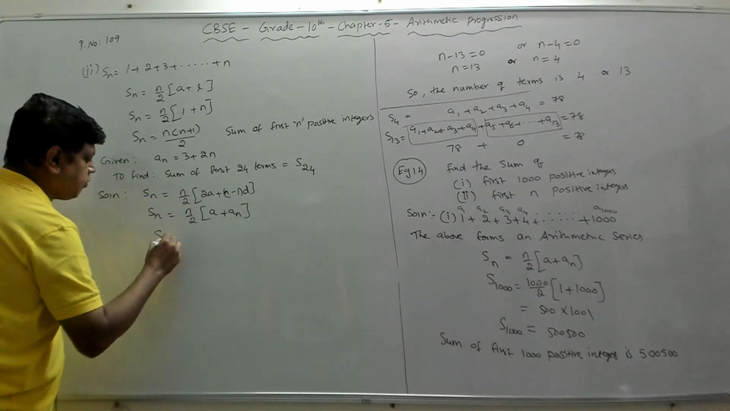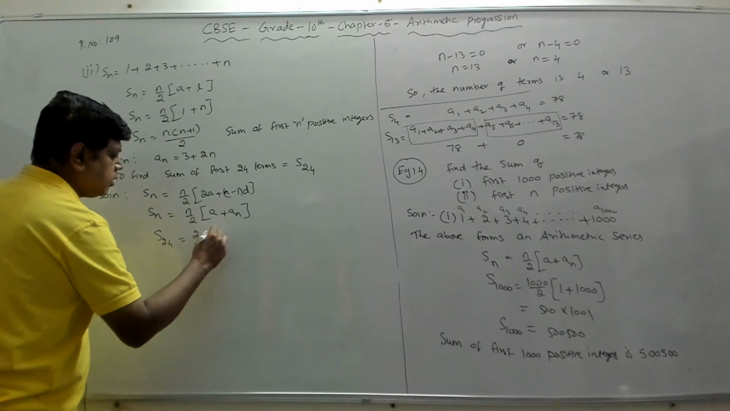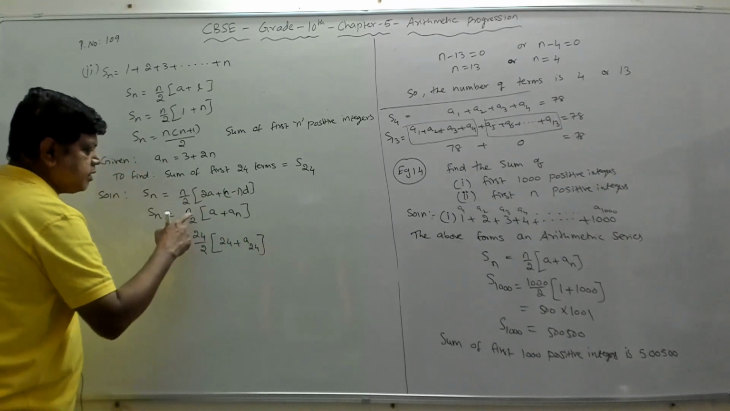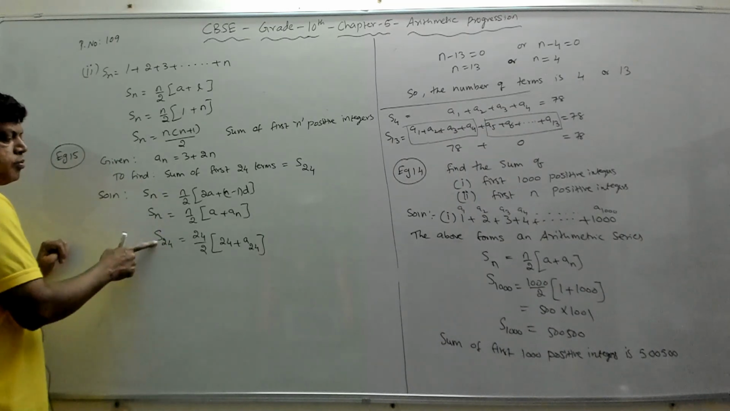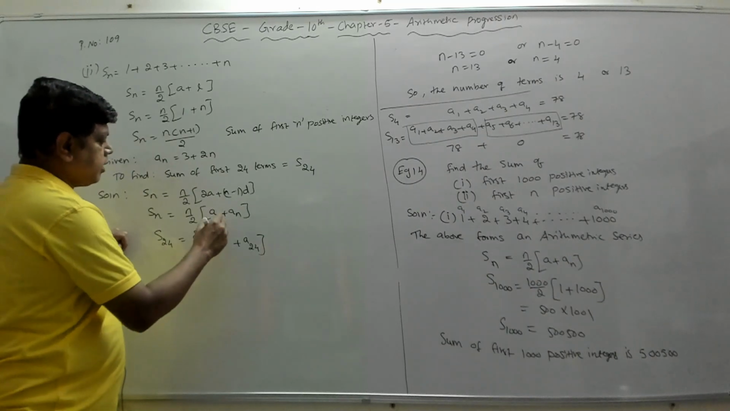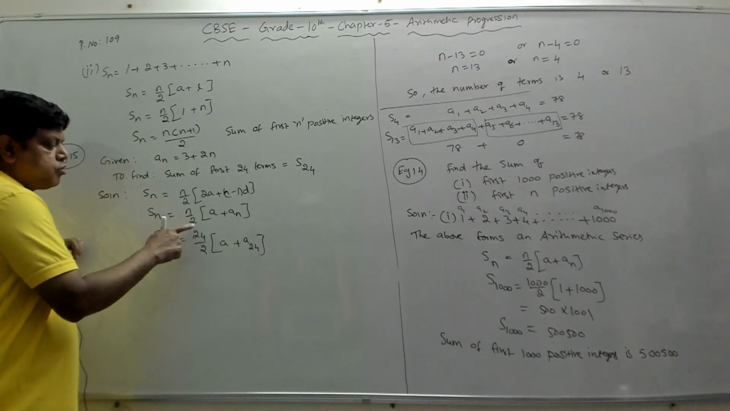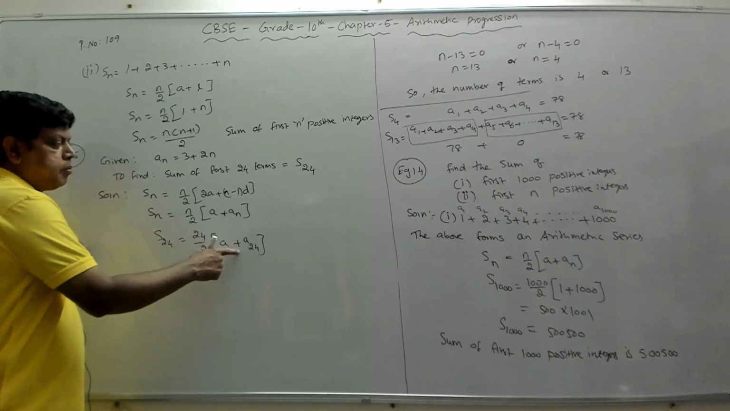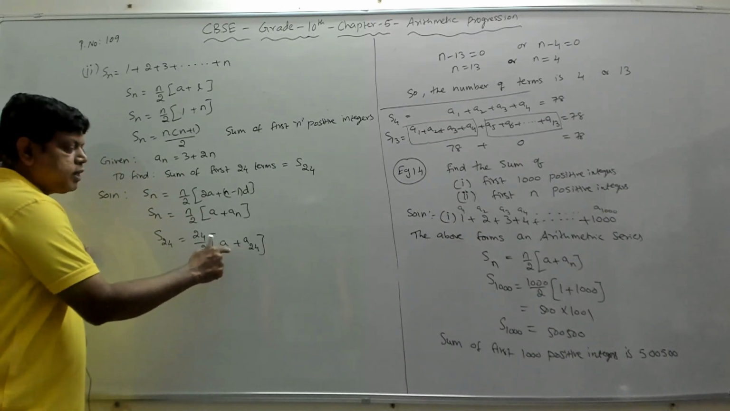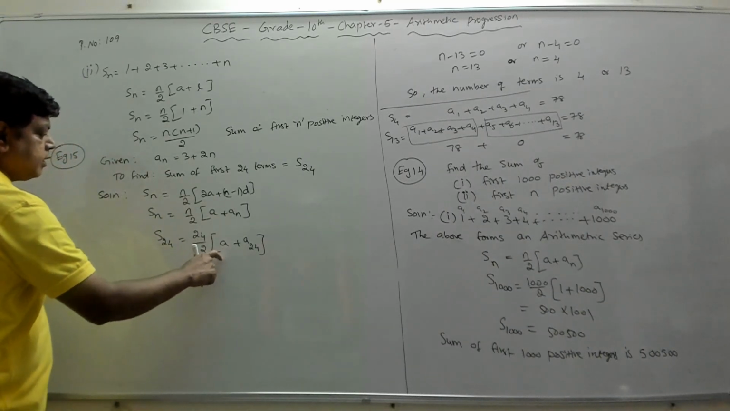So S24 will be what? S24 will be 24 by 2. Suppose I use this formula: 24 by 2 into A plus A24. Wherever n is there, I am putting 24 in this formula. So n is 24, 24 by 2, into A plus A24. Now if you know A and A24, if you know these two values, we can substitute and find the value of S24.